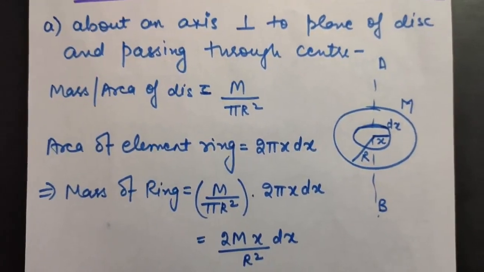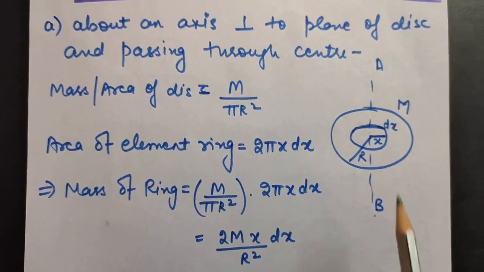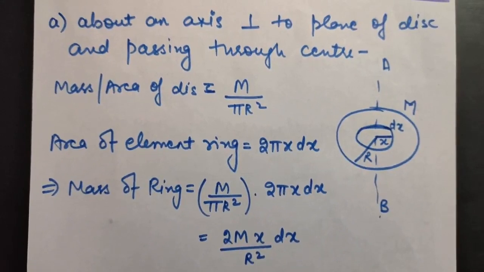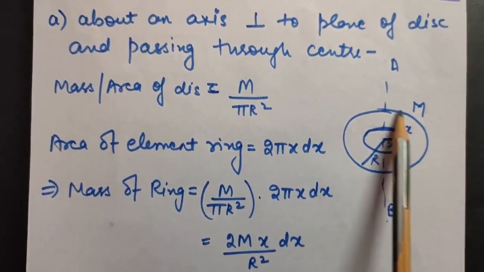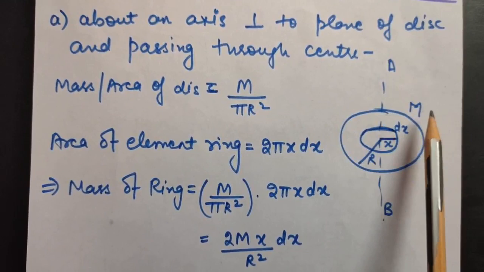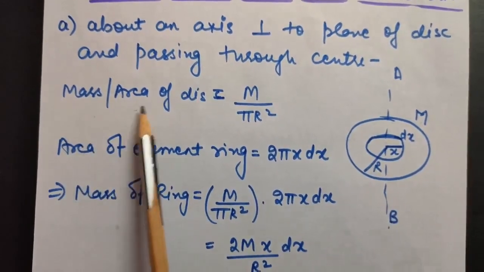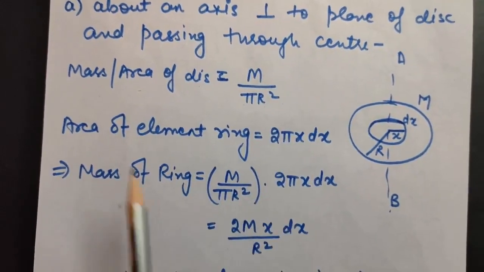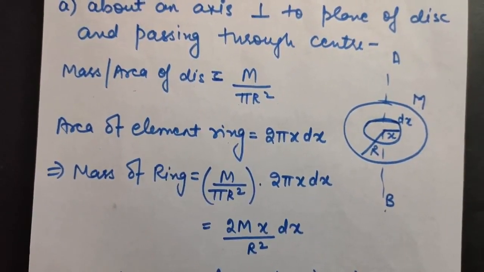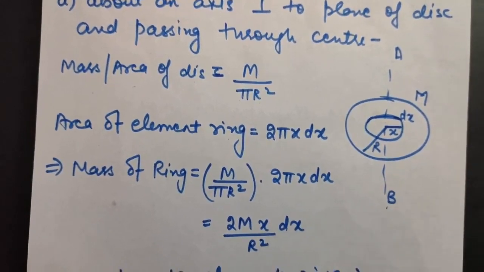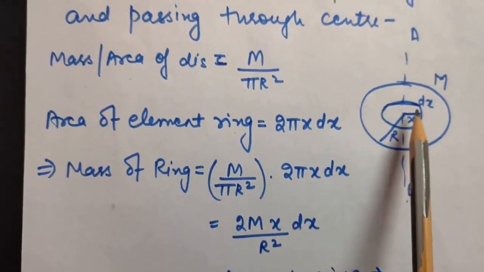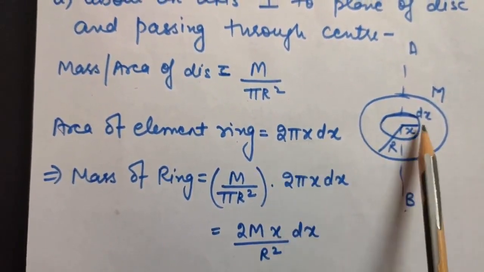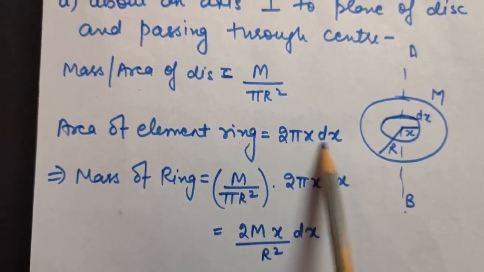Again, we will first calculate the moment of inertia due to this ring, and to calculate that, first of all we need the mass of this ring. Now see, the area of the disc is pi R square and the mass is M. So you can say the mass per unit area of the disc is M upon pi R square. Therefore the area of the element ring: area is nothing but its circumference into its thickness. So its circumference is 2 pi x and thickness is dx. So this is the area of the element ring.